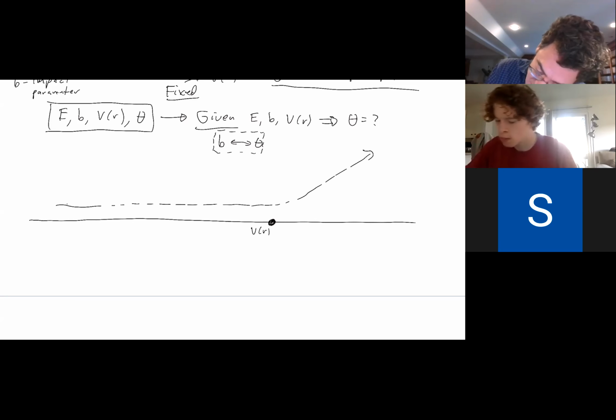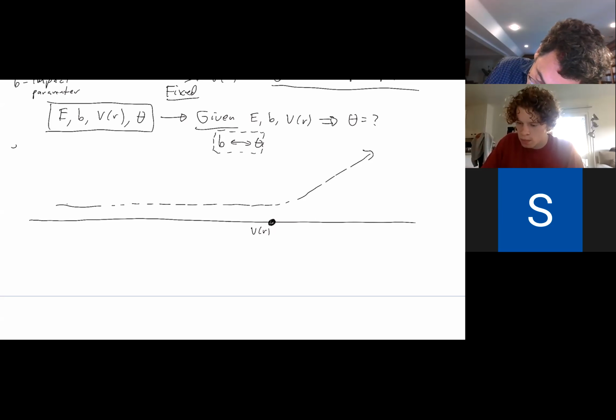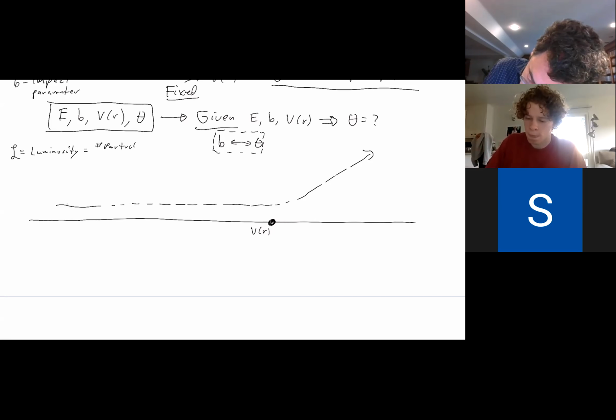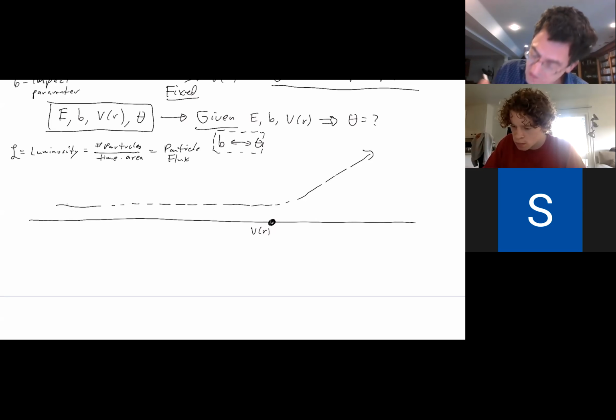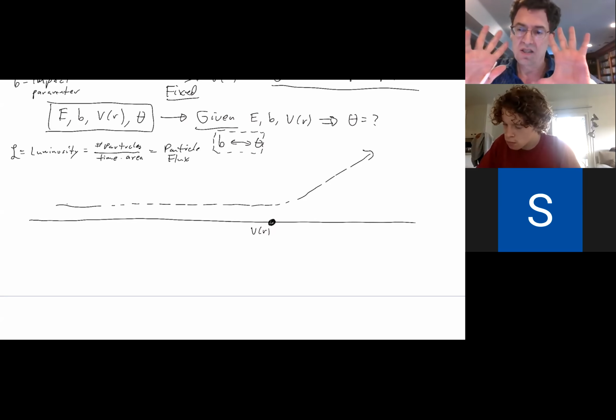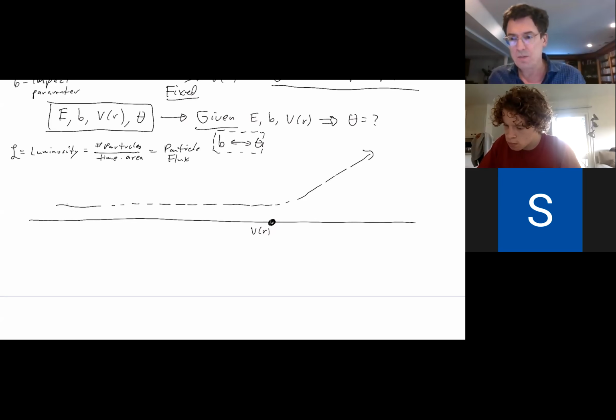And so think of it like this. There's an L equals the luminosity. Luminosity, that's just equal to the number of particles per time per area, which is just equal to particle flux, okay? So in most experiments, there's really a flux of particles. So let's not just think of just one, let's think of a whole flux. It's easier that way. The statistical probability way of thinking is easier if you think of many particles.